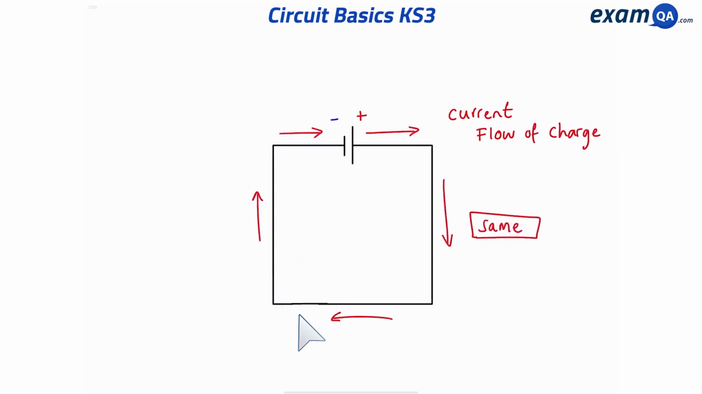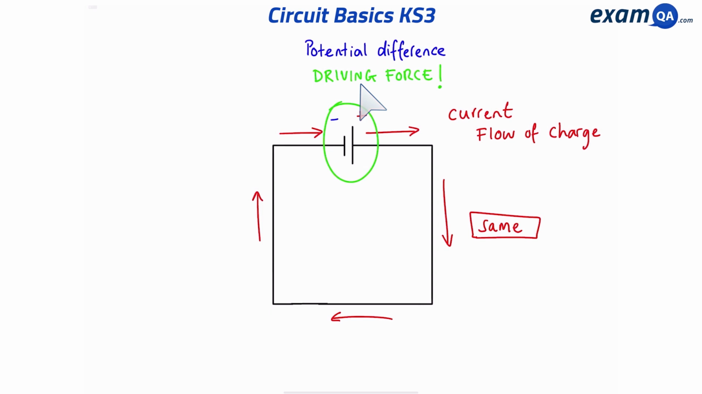Okay, so what does the cell do? The cell provides a driving force. Another word for that is potential difference. So without a driving force, you'd have no current. Also, different cells can have different potential differences. So you need to make sure you choose the right one based on your circuit.